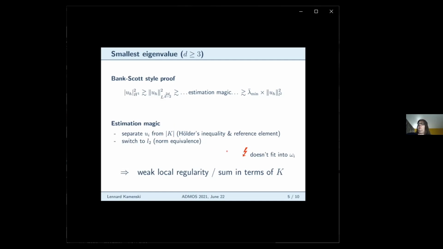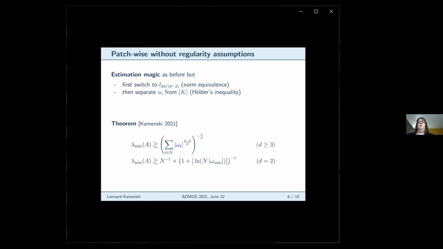The problem is that, at the end, the element-wise contributions do not fit well together to sum up into patch volumes. As a result, some compromise has to be done. Either some local regularity assumptions, or the bound has to be in terms of the mesh elements. So, how do we avoid this dead end?